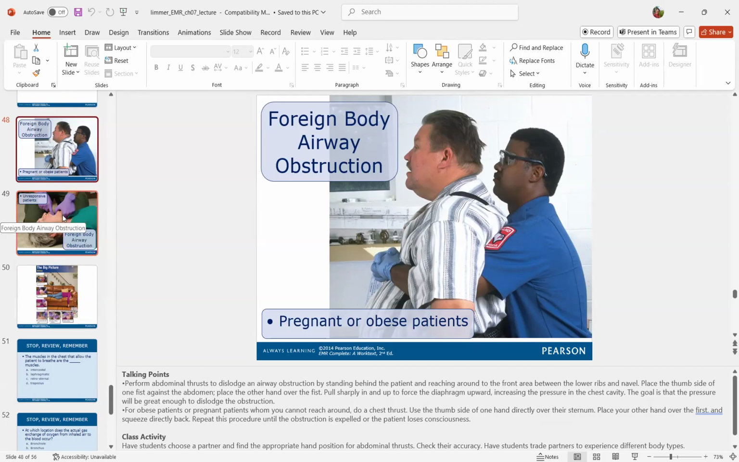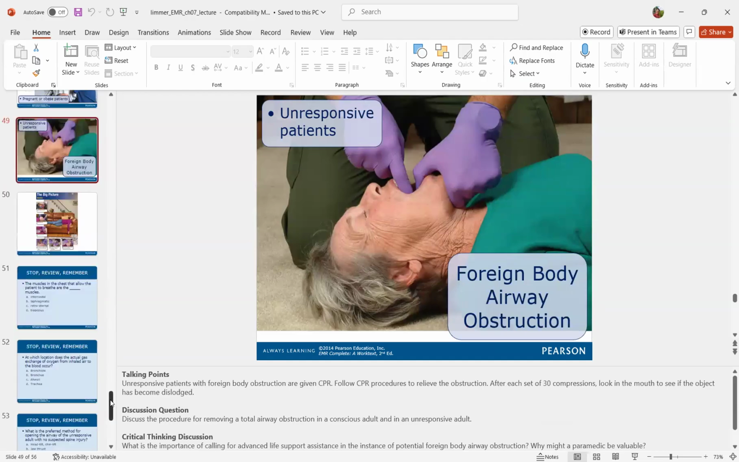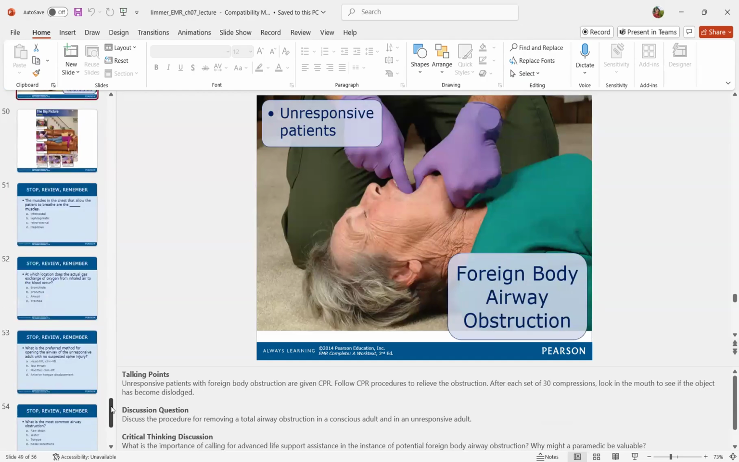So that's for people that are choking. Once somebody goes unresponsive from choking, we immediately start our CPR. So unresponsive patients with a foreign body obstruction are given CPR. So we're going to follow the CPR procedures for that.